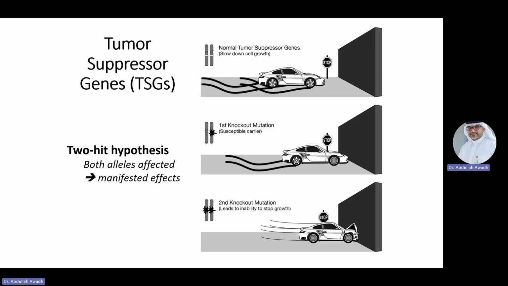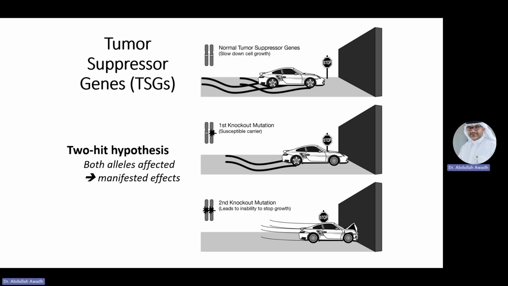So there is one mutation that interferes with or prevents the function of tumor suppressor genes. In this case, it's known as a susceptible carrier. The cell can still slow down, but not to the appropriate or optimal level. Still, it can overshoot the stop sign sometimes. And this, of course, with other mutations, can lead to tumorigenesis and cancer.